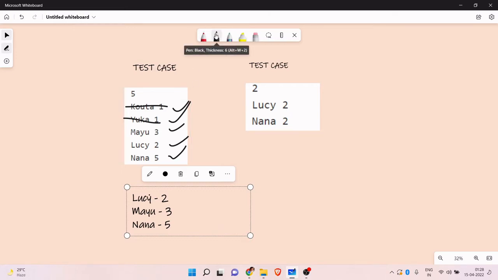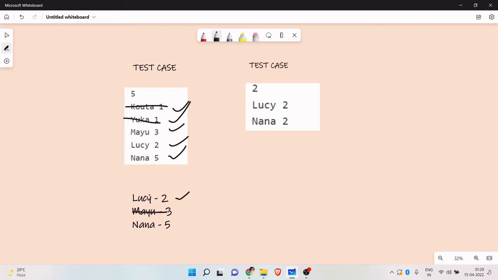Now in the question it was said, if there are multiple unique values, we need to print the name of the player with the smallest unique value. So here we can clearly see that Lucy is saying 2, which is the smallest unique value here. So Lucy is the answer here. Lucy wins and Mayo and Nana lost.